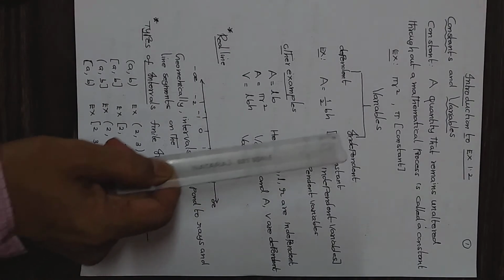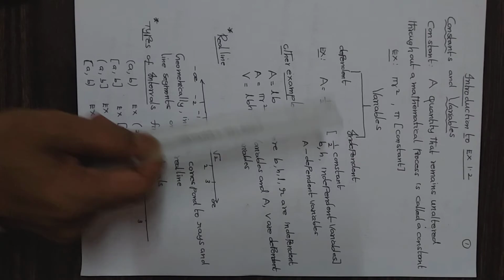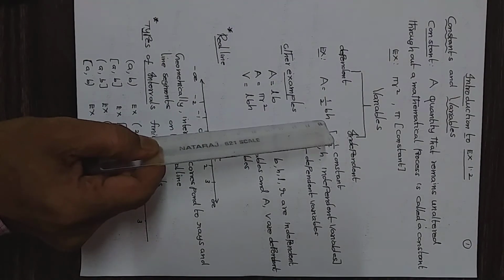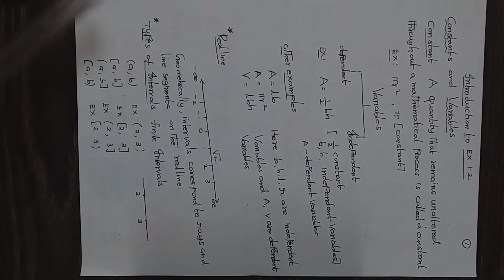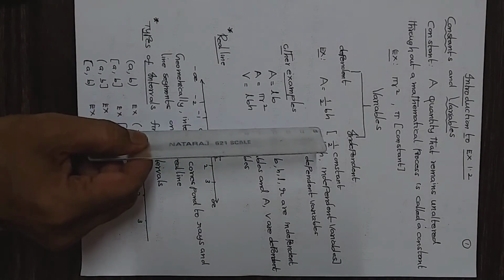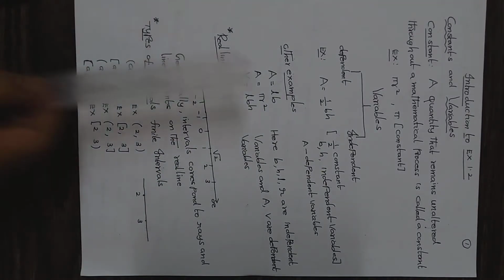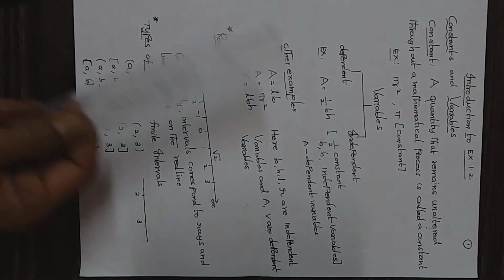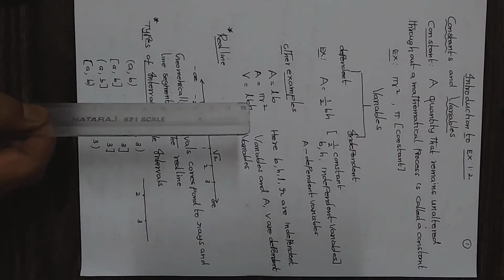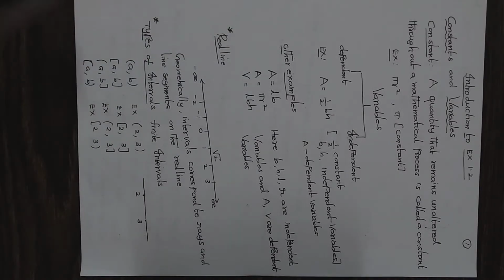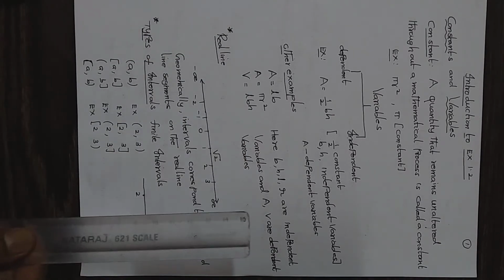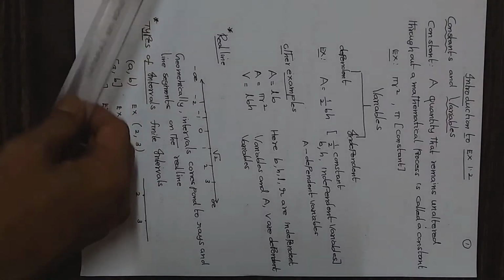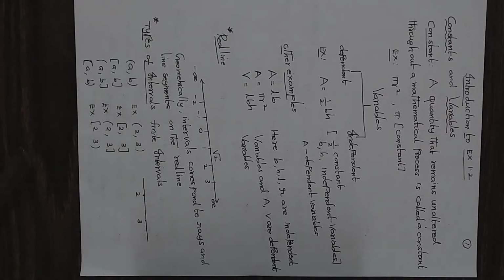B and H are independent variables, base and height, because if I change base and height, A also changes. So area depends on these two quantities, base and height. That's why base and height are known as independent variables and A is known as a dependent variable, because to calculate area I need base and height, otherwise I cannot calculate. So always remember the independent variables on the right side and the dependent variables on the left side.